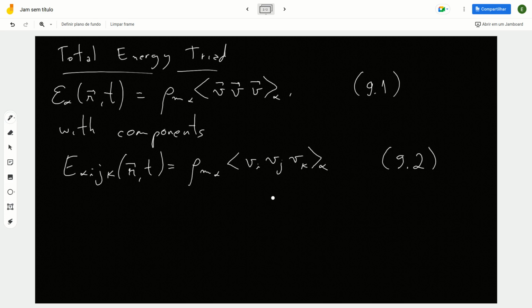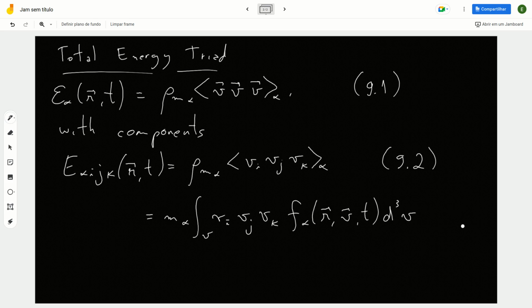And this can be written like this: integral of vi vj vk times the distribution function d3v.